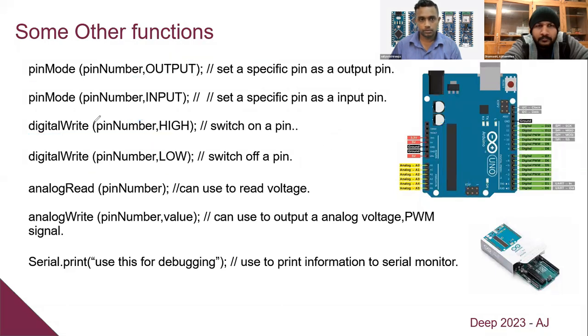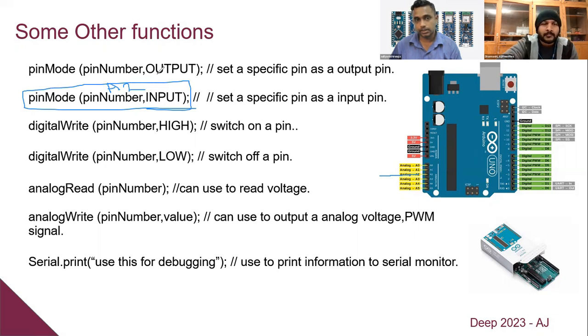Now let's say you want to read something from the outside world, like 5 volts. We have an analog pin here, like A2, this one here. So now I'm telling the microcontroller that I want to use this A2 pin as an input. This code you write inside the setup function. If you remember earlier, there's something called the setup function.